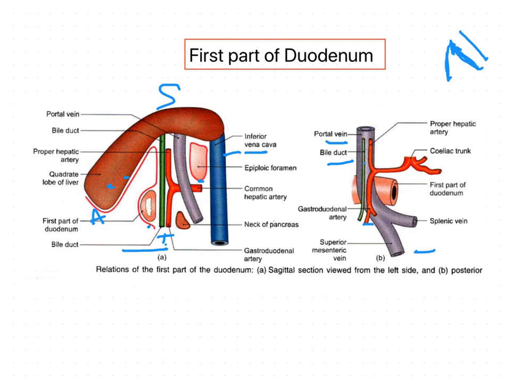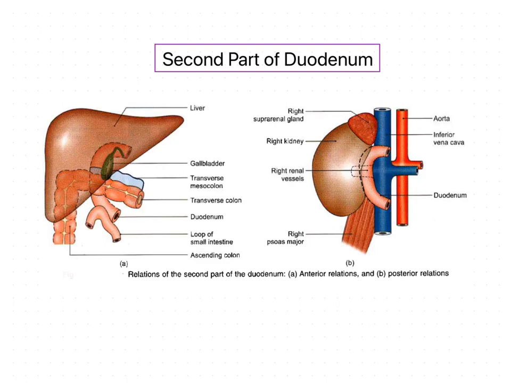Superiorly, it is also related to the lesser sac. Inferiorly it is related to the head and neck of the pancreas. So these are the relations of the first part of the duodenum. Next we will move on to the second part of the duodenum, that is the descending part of the duodenum.